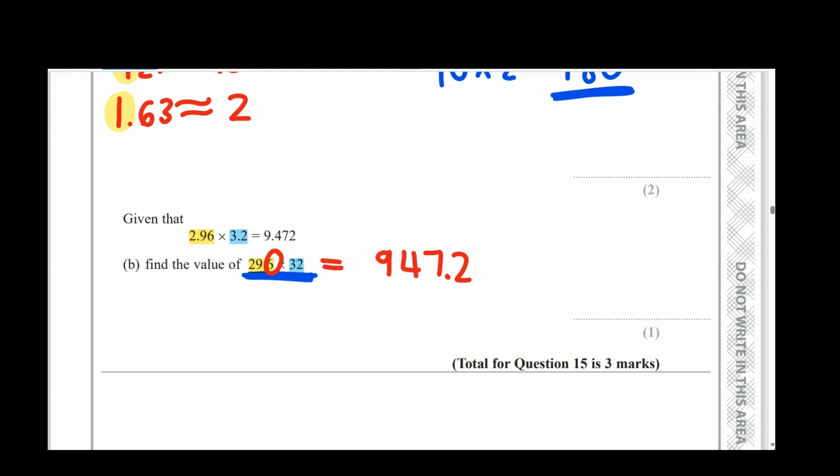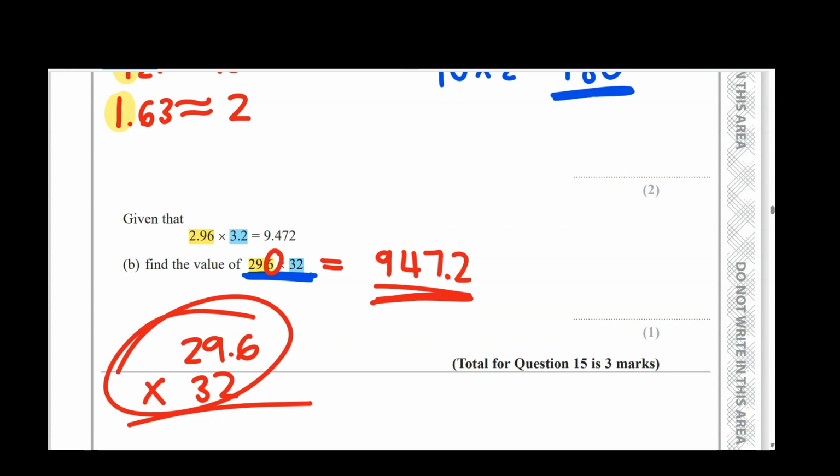They've given it to you. They just wanted you to see that the numbers are very similar. All that's different is the decimals. So you can kind of work out like that. You could then go and work out 29.6 times 32. You could work it out manually and get this answer as well. But they've tried to help you out here. That's why it's only 1 mark, because they don't actually give you any marks for this working out.